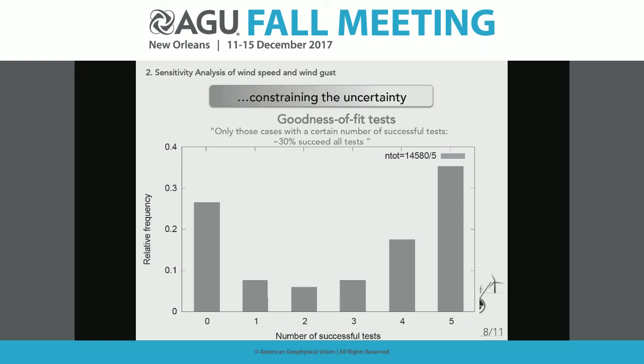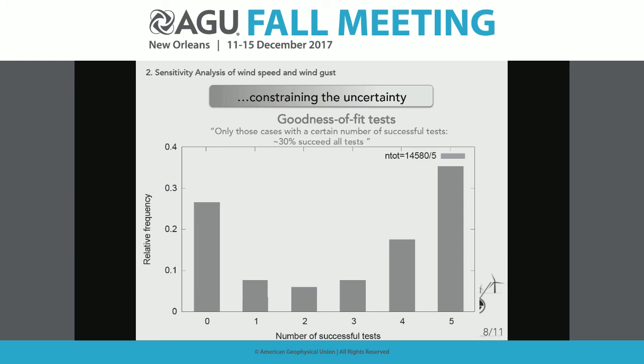We run 5 tests and we count how many of our experiments succeed, from one up to 5. So we can see that many of them don't survive anything at all. And then out of the rest, there are many, up to 30%, of succeeding cases. So we only keep those cases that succeed in all goodness of fit tests at a time.